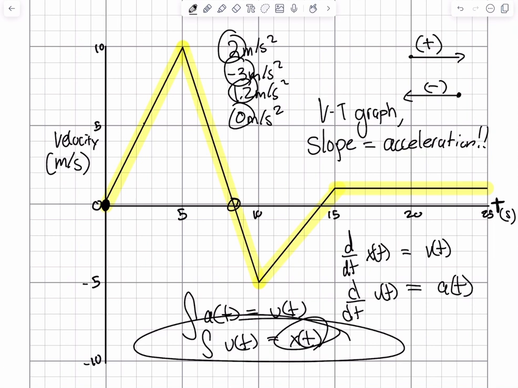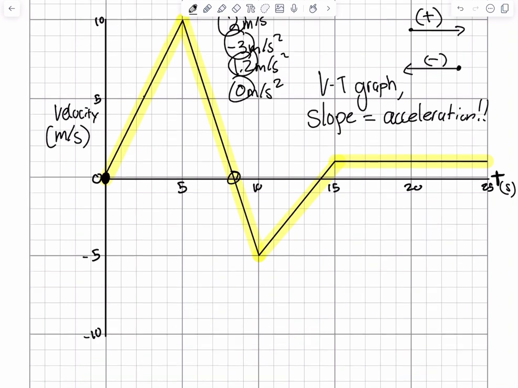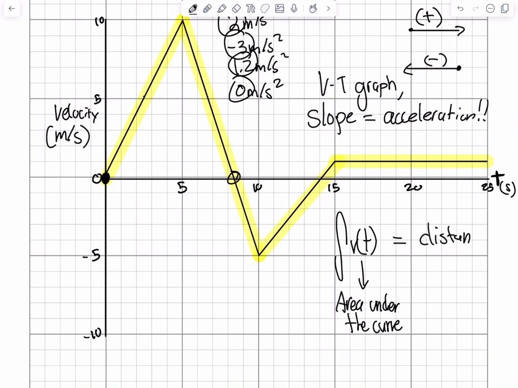What does that mean? What is xt in this scenario? Well, it's actually distance traveled. Not particularly position. Distance traveled. Let me write this again. The integral of vt, aka area under the curve, is distance traveled. Excellent. Okay.